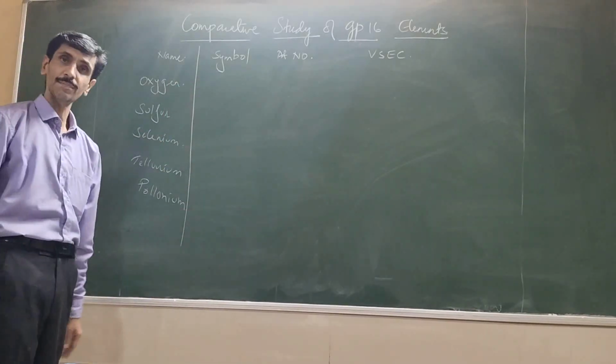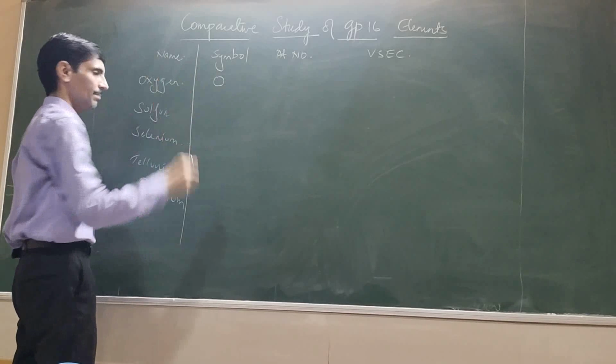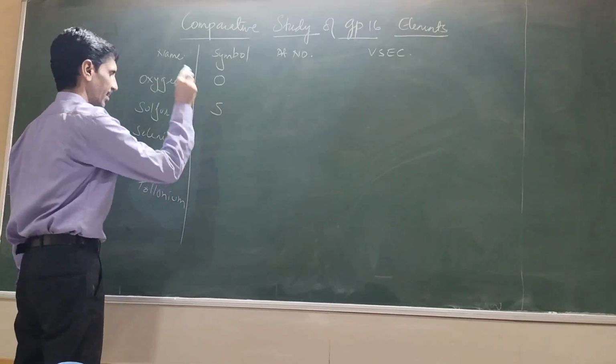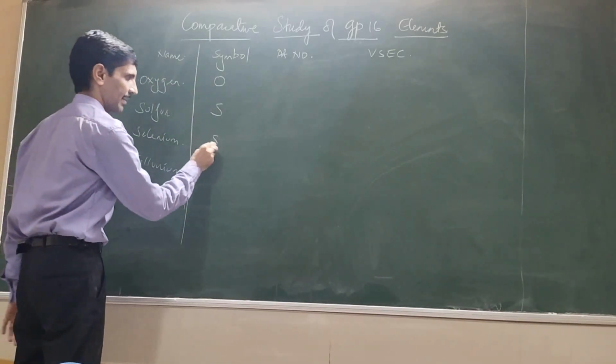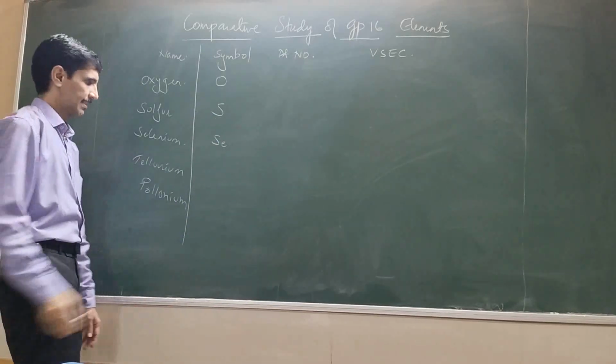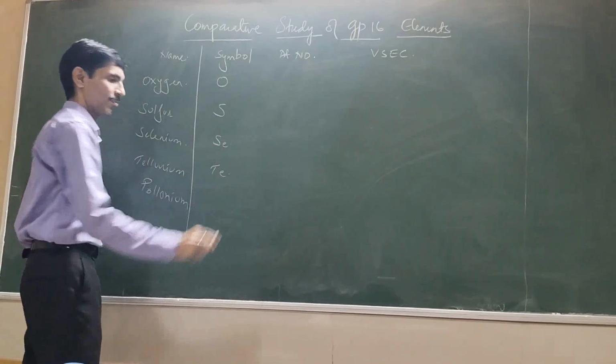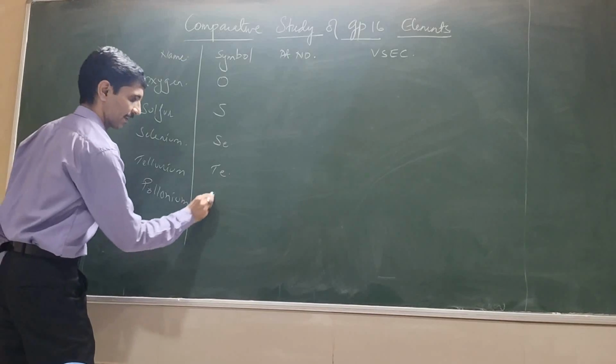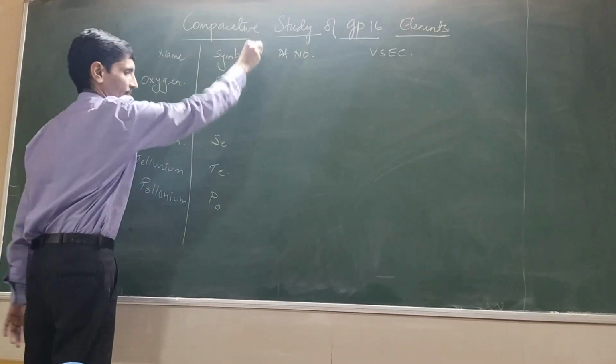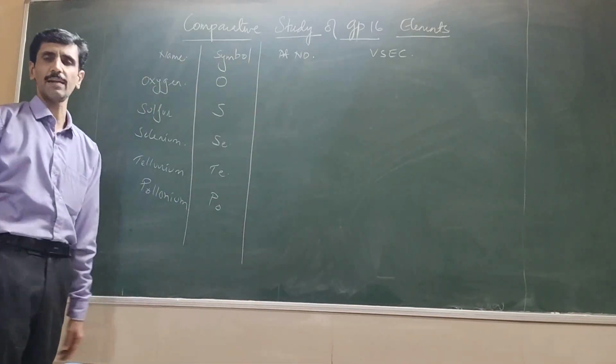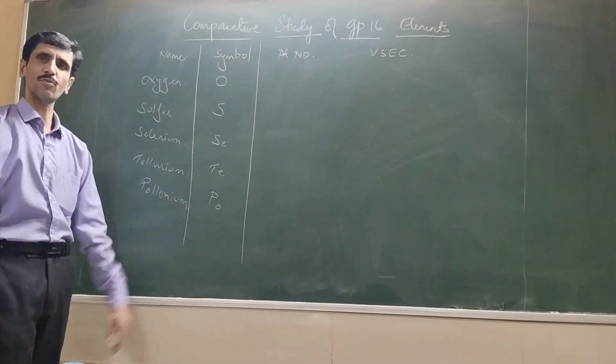You go into the symbol. Symbol of oxygen, capital O. Sulfur is capital S. Selenium is capital S, small e. Tellurium, capital T, small e. And polonium, capital P, small o. So this is the symbol of the elements. You go to the next one.